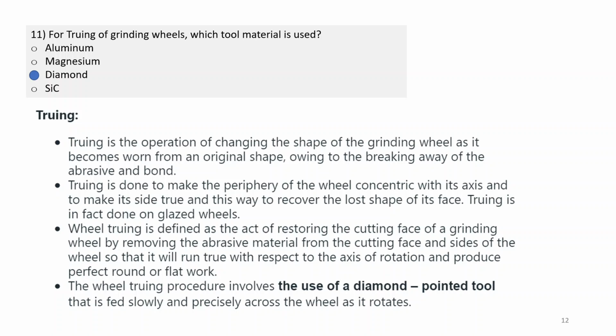Truing is in fact done on glazed wheels. Wheel truing is defined as the act of restoring the cutting face of the grinding wheel by removing the abrasive material from the cutting face and sides of the wheel so that it will run true with respect to the axis of rotation, and it produces perfect round or flat work. The wheel truing procedure involves the use of a diamond pointed tool that is fed slowly and precisely across the wheel as it rotates.